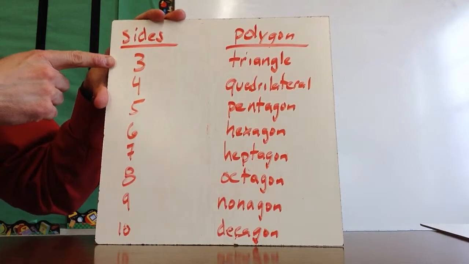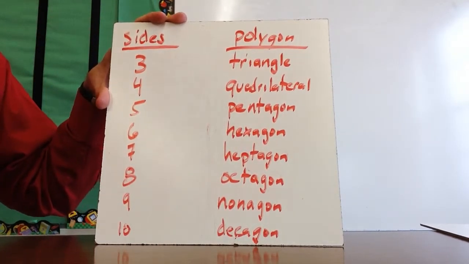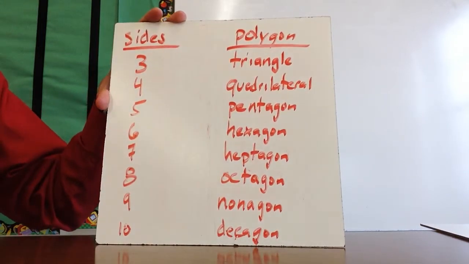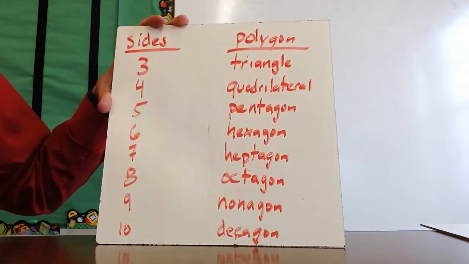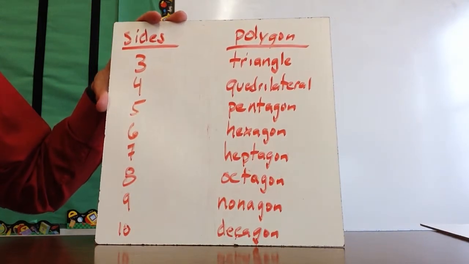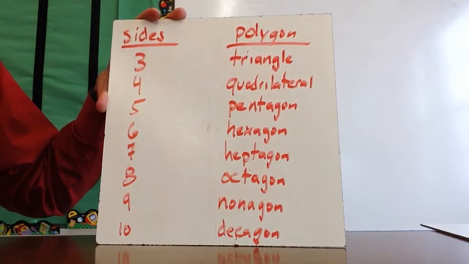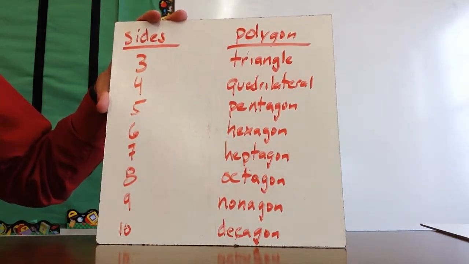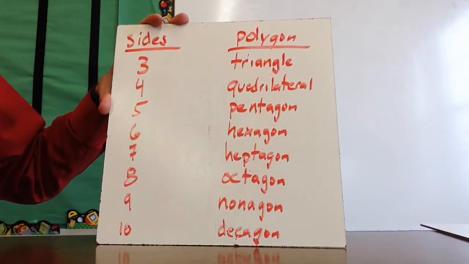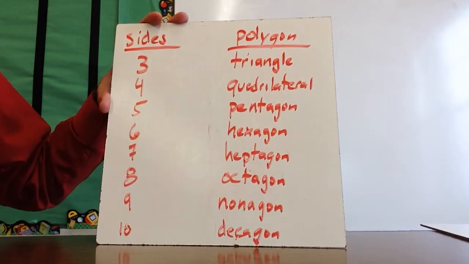So a polygon with 3 sides is a triangle, with 4 sides is a quadrilateral, 5 sides is a pentagon. There's a very famous pentagon in Washington, D.C. 6 sides is a hexagon, 7 sides is a heptagon, 8 sides is an octagon. That's a shape that's become very popular now that MMA is becoming popular, and that's the shape of the ring, obviously. It's called the octagon. 9 is a nonagon, and 10 is a decagon.